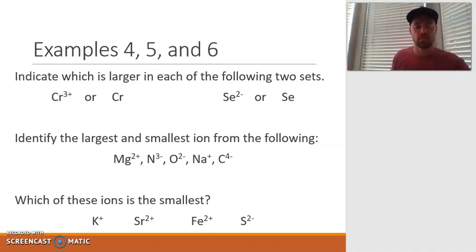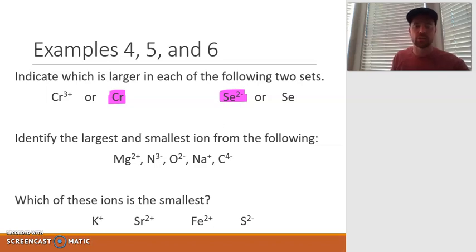So in the first problem, chromium 3+ or chromium, which one would be larger? Remember, the cation will be smaller than its neutral counterpart, so chromium neutral will be larger. However, when we're referring to a neutral atom and its anion counterpart, the anion is always larger because of the addition of extra electrons, increasing repulsion.